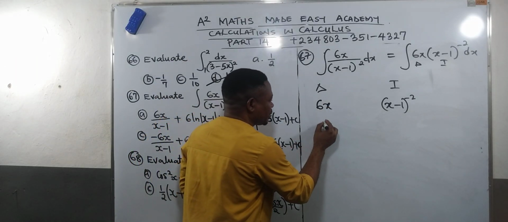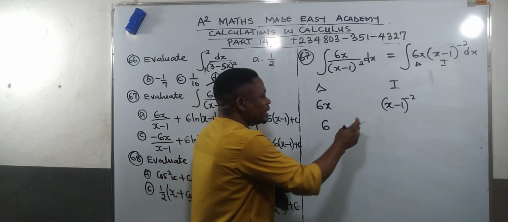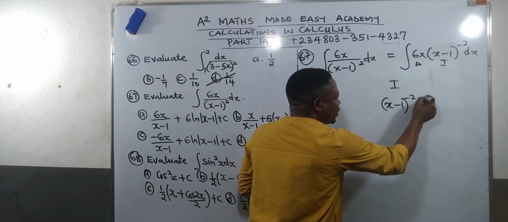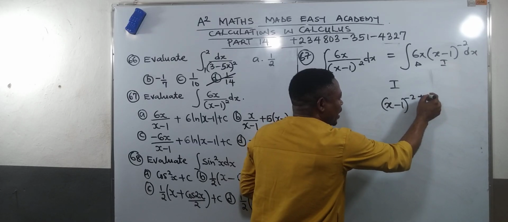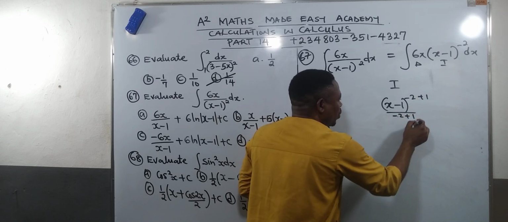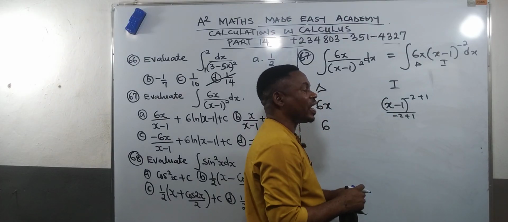Differentiate 6x. What is the answer? 6. I have taught you how to do it already. Then integrate this. What's the law? Add plus 1 here. Are you with me? Add what? Plus 1 here. Then still over what? Bring it down. Minus 2 plus what? 1. Do you know why? When we differentiate x inside the bracket, it will vanish.